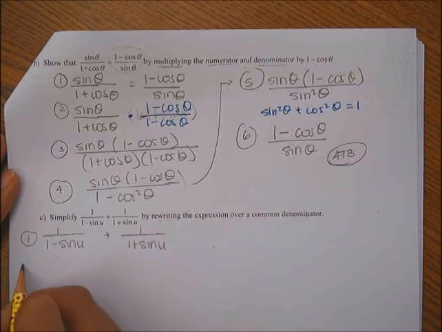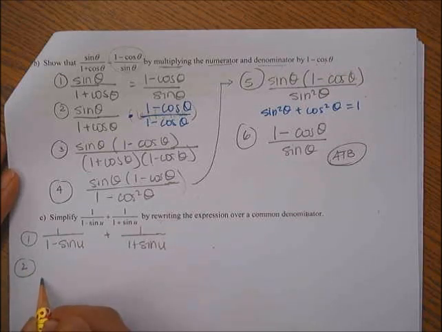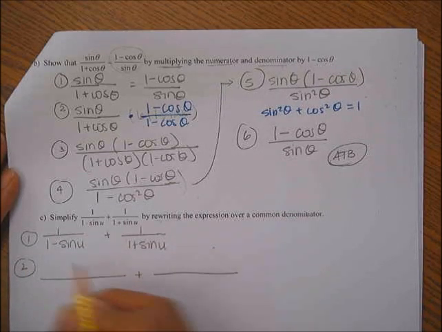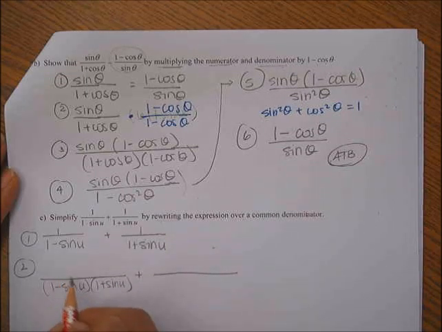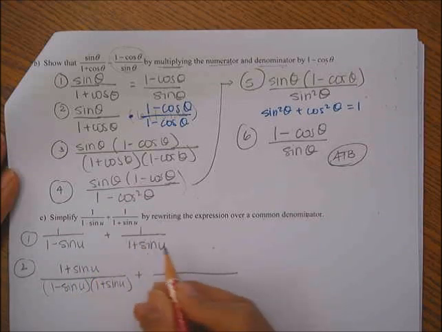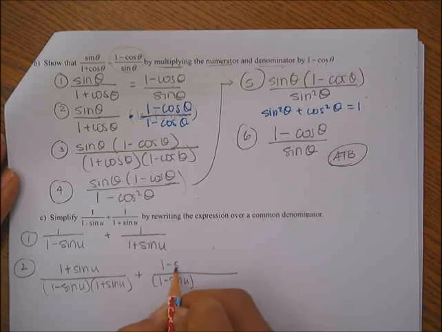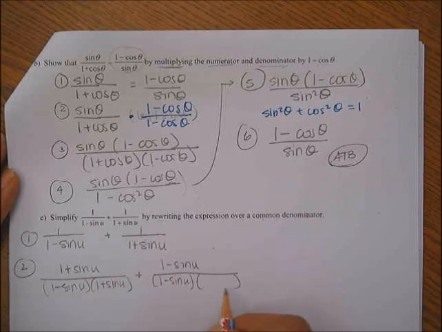Okay. So step number 2, common denominator tells me that I would multiply these two together. So 1 minus sine of u times 1 plus sine of u. What I multiply on this side is 1 plus sine of u, so I'm going to multiply the top by 1 plus sine of u. Over here, I'm going to multiply top and bottom by 1 minus sine of u. So I'm going to multiply the top by 1 minus sine of u. Okay.